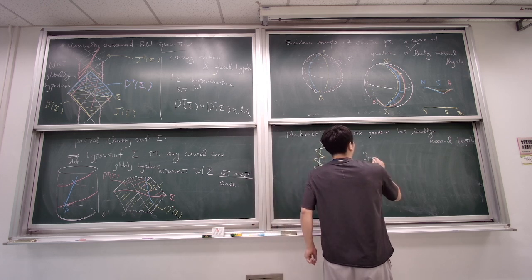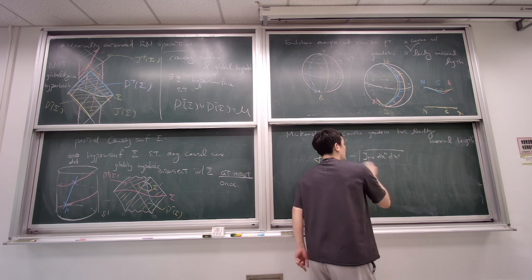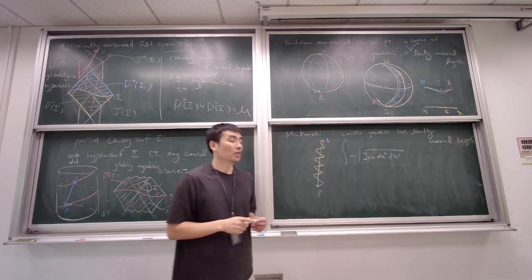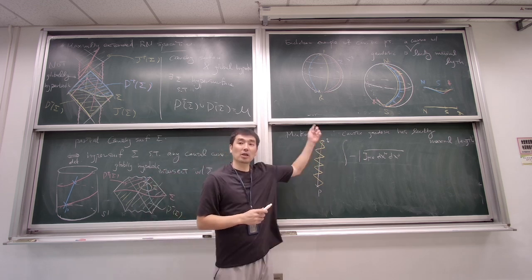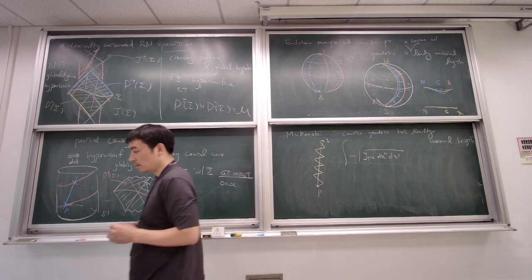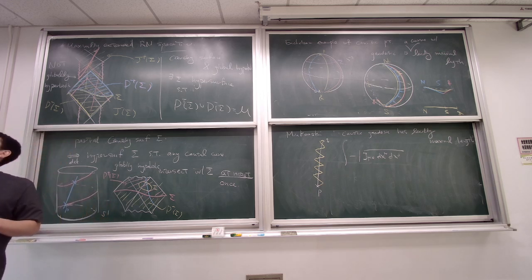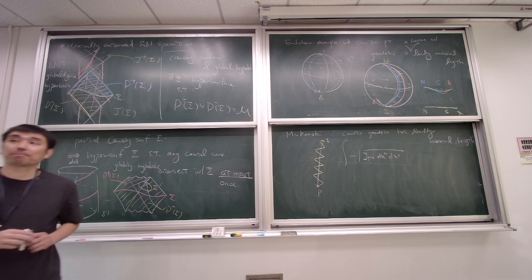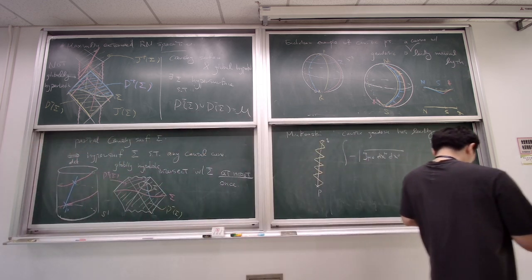g mu nu, dx mu dx nu, square root of minus, if you do this integration, this will give you a positive length, and this is a maximum in Minkowski space-time. And the situation will change once you encounter a caustic point. So, important.